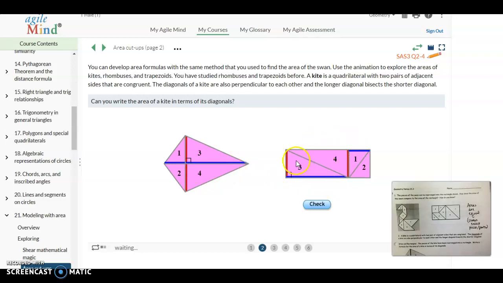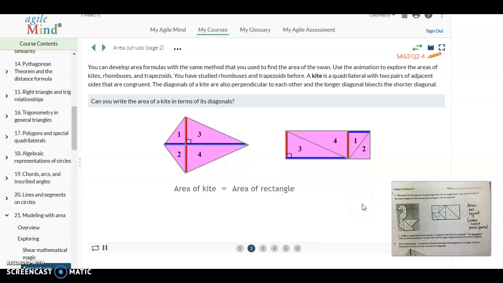So we already know how to find the area of a rectangle. We know it as base times height or length times width. Both of those are appropriate. So the area of a kite is equal to the area of the rectangle, and to find the area of a rectangle, it is base times height. Now let's see where the base and the height of this rectangle came from in respect to the kite. So you can see these 2 blue pieces together made up this longer diagonal of the kite. And the height of the rectangle is half of the other diagonal.